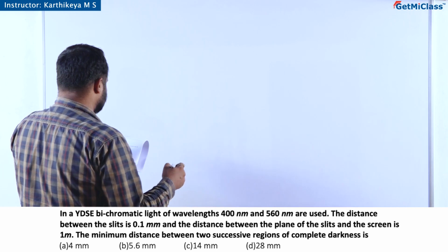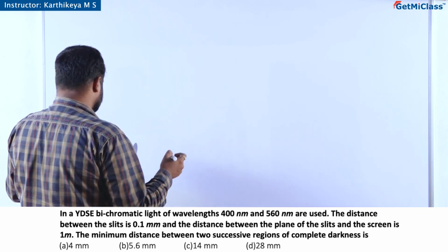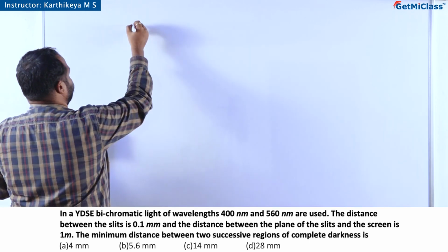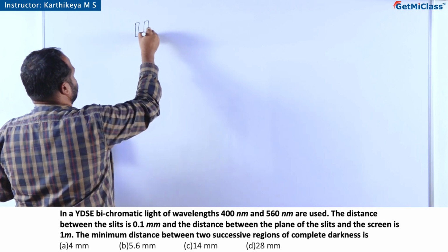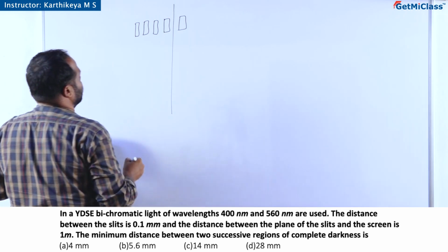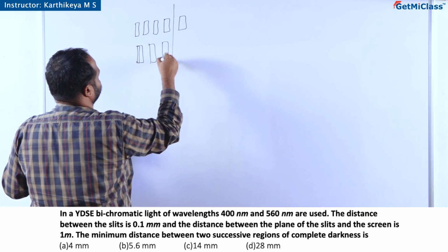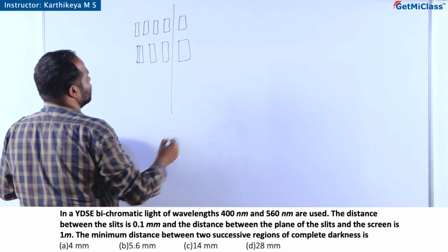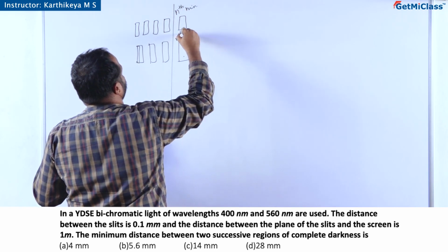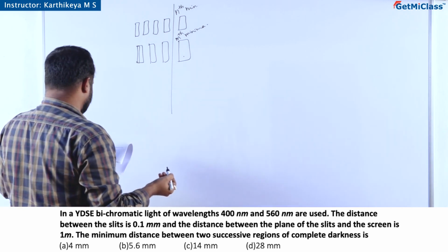The nth minima coincides with the mth minima, giving two successive regions of complete darkness. So these waves, if initially 400 nanometer will give you more fringes, okay, this is one position of darkness that coincides with the bigger fringe. So this is the nth minima coinciding with the mth minima of the other. So that is what we need to calculate.